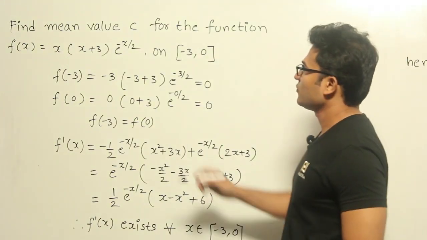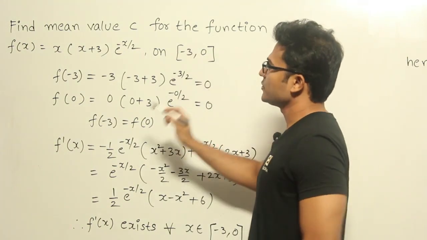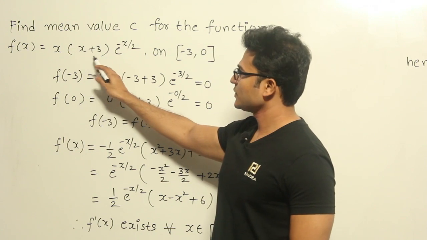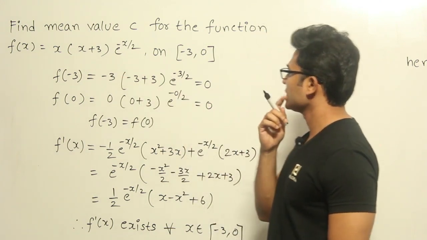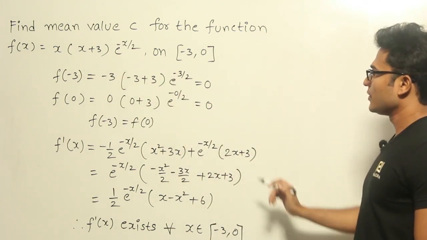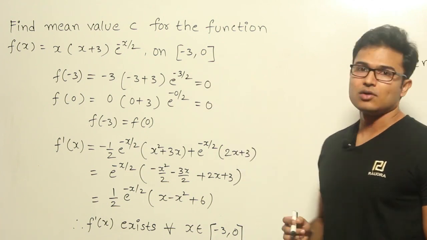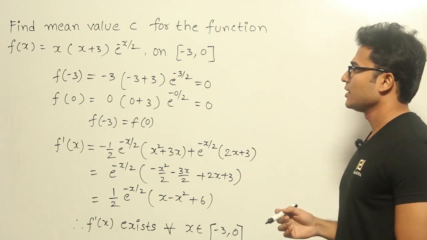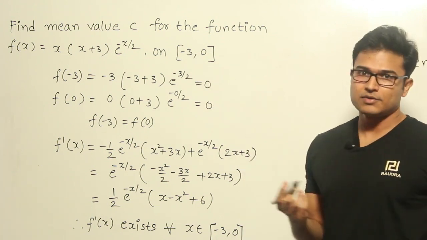Now let's see this question. Find the mean value c for the function f of x equal to x into x plus 3 into e power minus x by 2 on the interval minus 3 comma 0 closed. So they are saying that we have to find out the mean value. That is what they are asking.